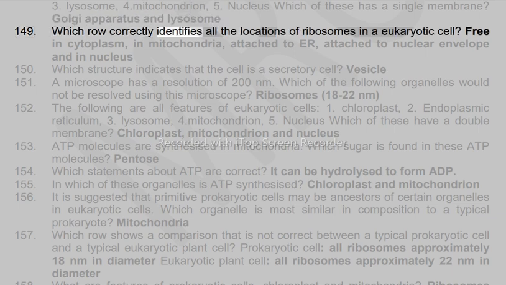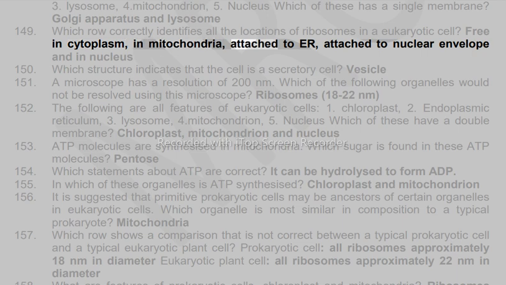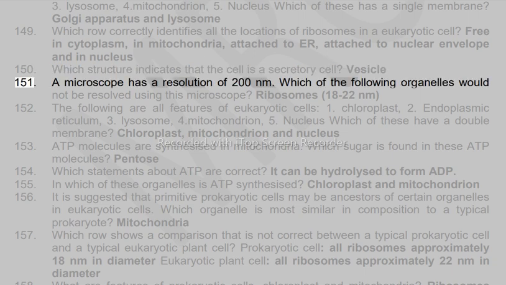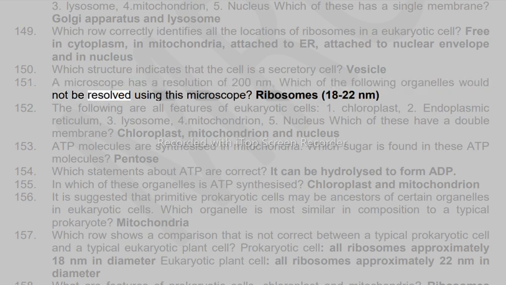149. Which row correctly identifies all the locations of ribosomes in a eukaryotic cell? Free in cytoplasm, in mitochondria, attached to ER, attached to nuclear envelope and in nucleus. 150. Which structure indicates that the cell is a secretory cell? Vesicle. 151. A microscope has a resolution of 200 nanometers. Which of the following organelles would not be resolved using this microscope? Ribosomes, 18 to 22 nanometers.